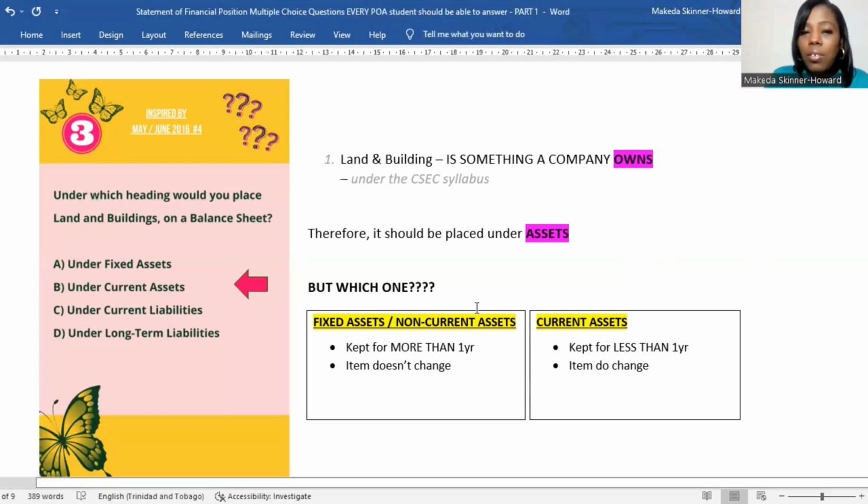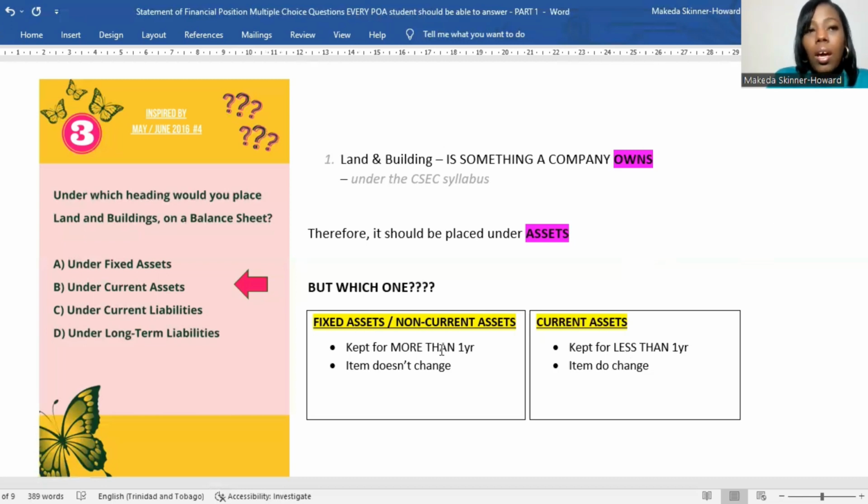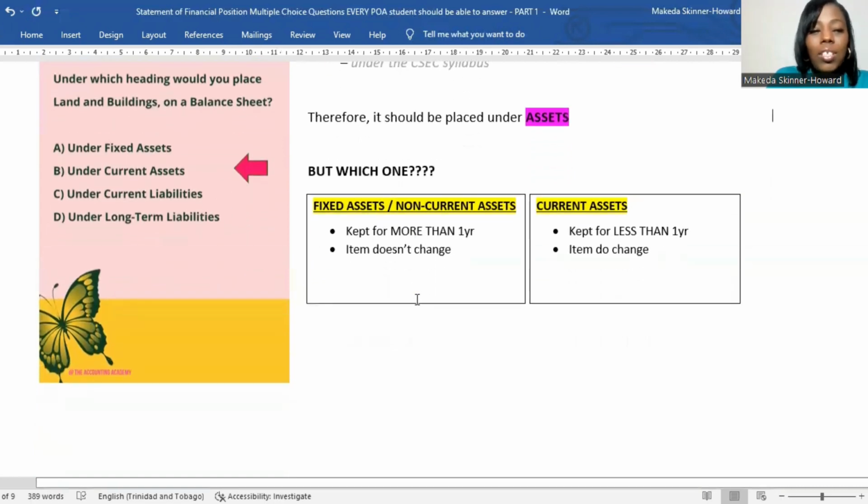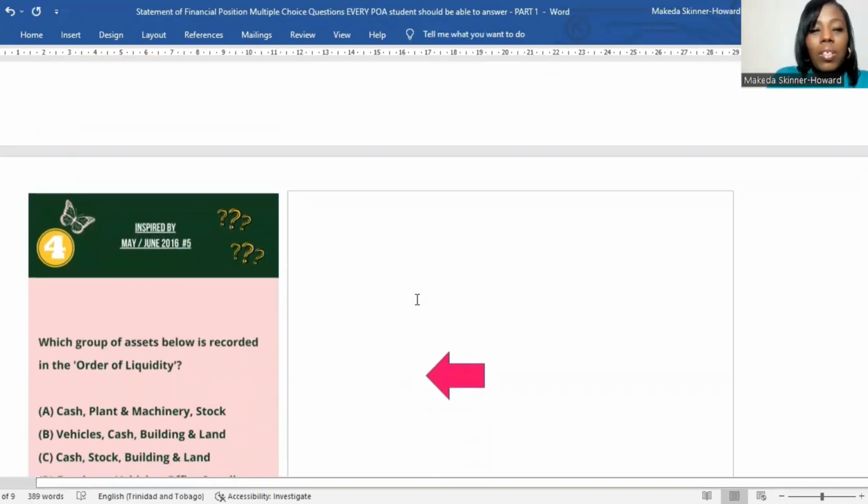Anyway, these are the criteria. Land and building is normally going to be kept for more than 1 year, and the value of this item is not going to change within the year. It's not going to change often. So it should be placed under fixed assets. Anytime you have an asset or a liability to place on your balance sheet, measure it up to the criteria and see where it fits, so you know where to put it. Understood? You guys know the drill. Drop a 1 in the chat. So let's move on to number 4.